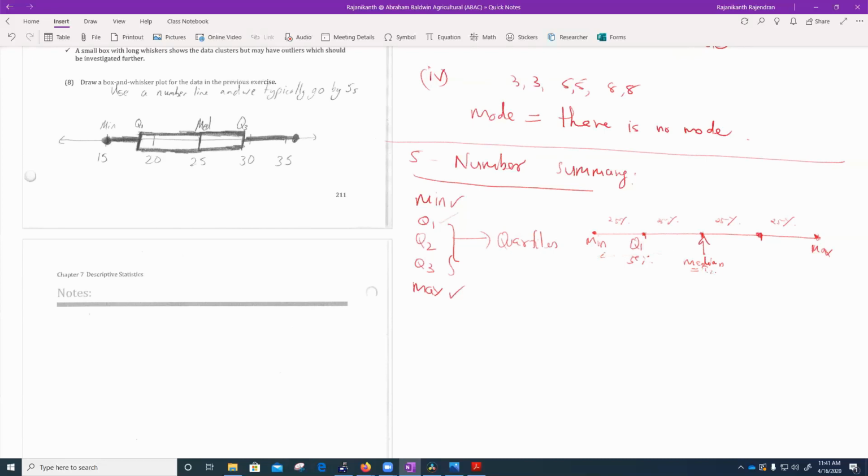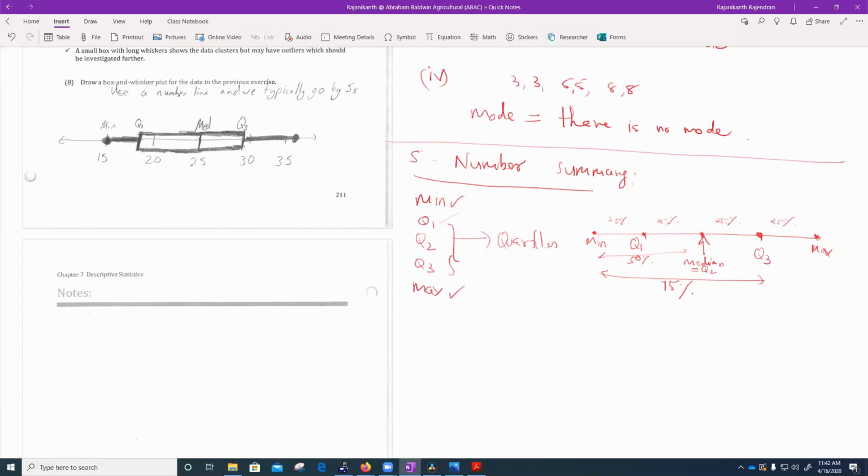Then this point, Q3, covers how much from the beginning? 75%. Yes, that is my Q3. So these are the three numbers we are going to find out: Q1, Q2, and Q3. Q2 is super easy, that is the median, of course. Then we will see how to find Q1 and Q3.